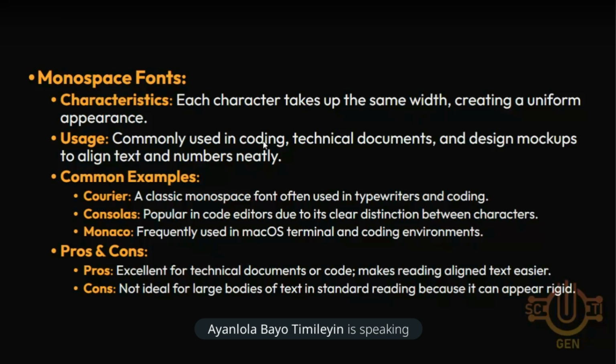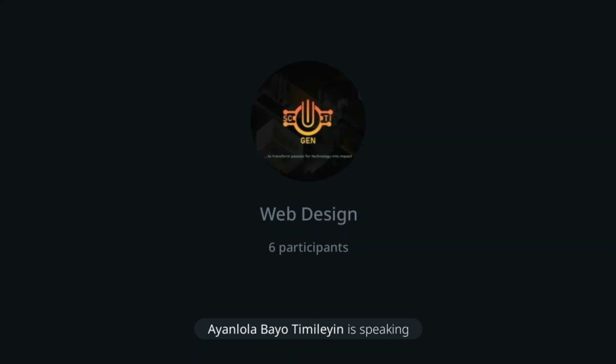Usage: commonly used in coding, technical documents, and design mockups to align text and numbers neatly. And we have those examples here. The good part is that it's excellent for technical documents or code, and it makes reading aligned text easier. But the downside is that it's not ideal for large bodies of text in standard reading because it can appear rigid. So that is one of the downsides of monospace fonts.